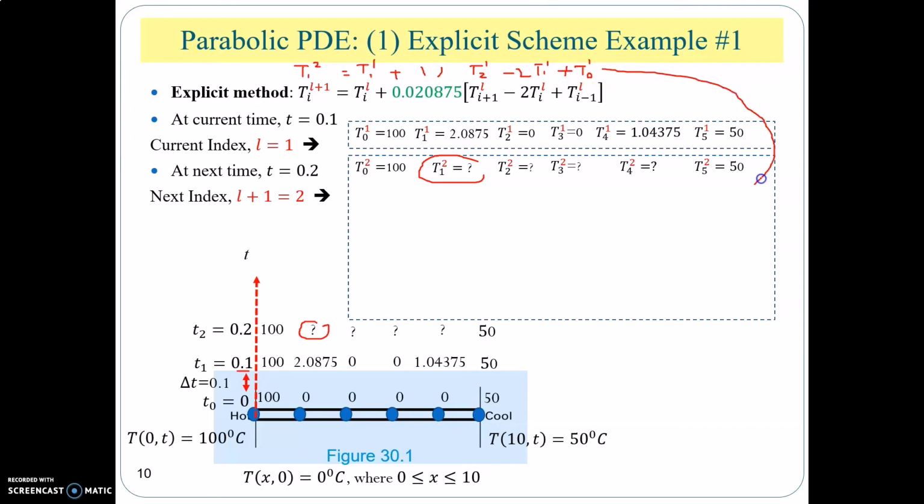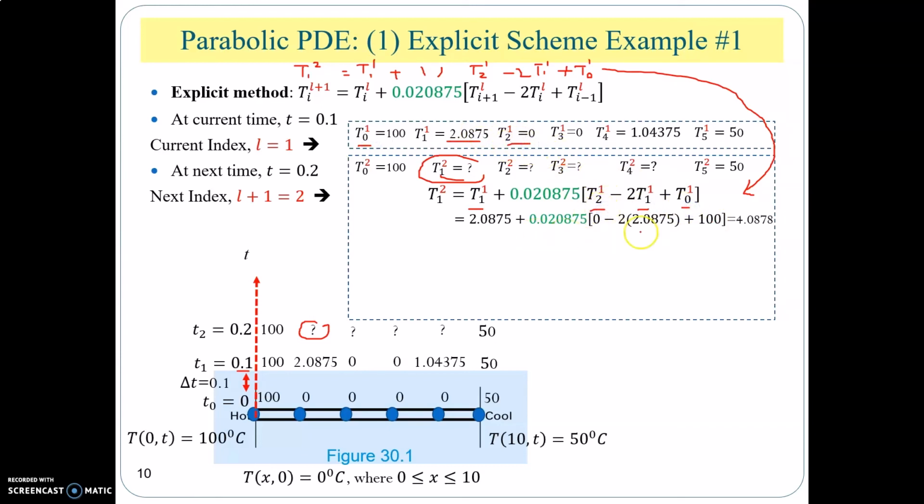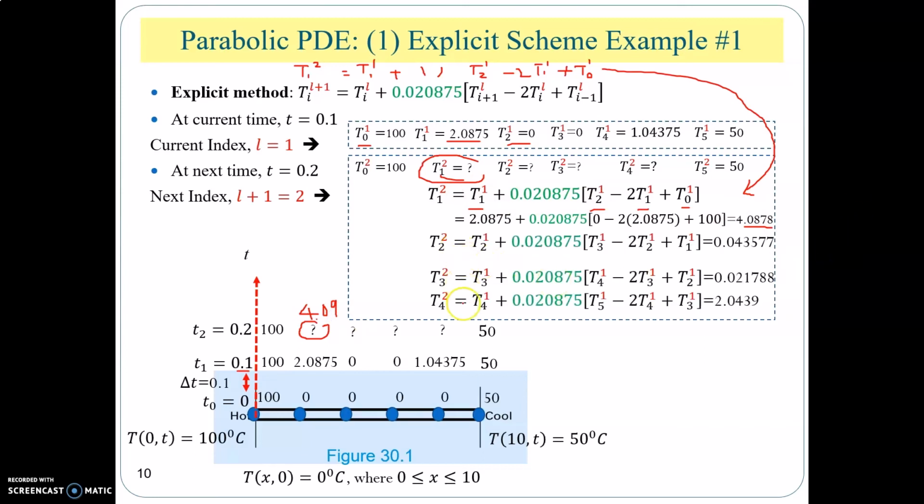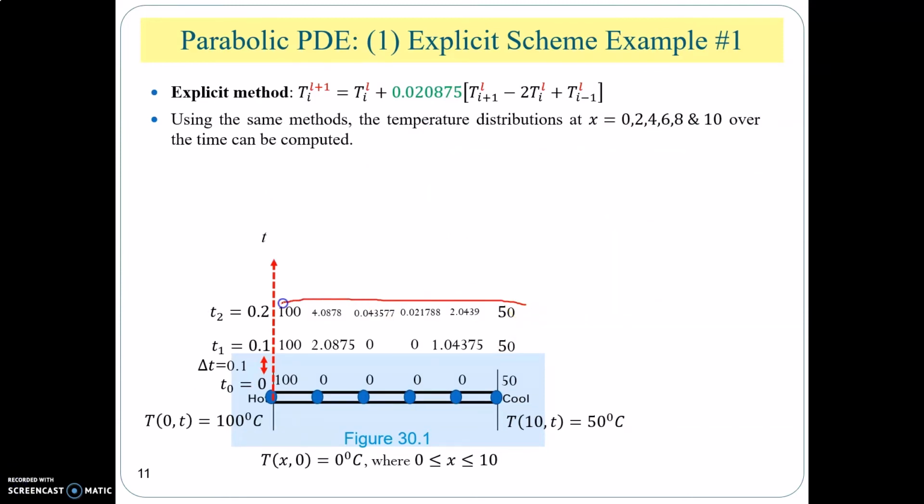So this is the equation that we can use to find the temperature for 1, 2. And you can substitute the T11 to be this, T01 substitute inside here, T21 substitute inside here, calculate it, and you should obtain the T12 to be 4.09. And then we can continue. For the rest, using the same method, you should obtain this result. This is the temperature result at T equal to 0.2 seconds.